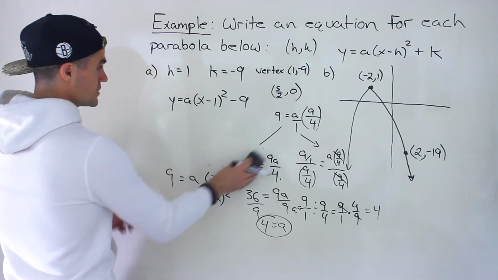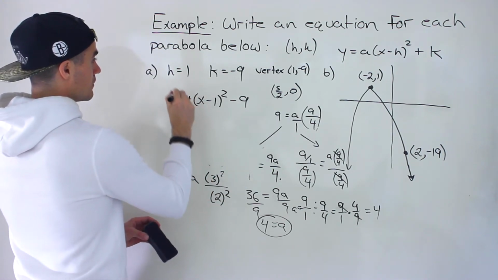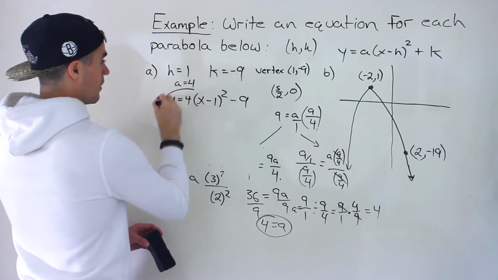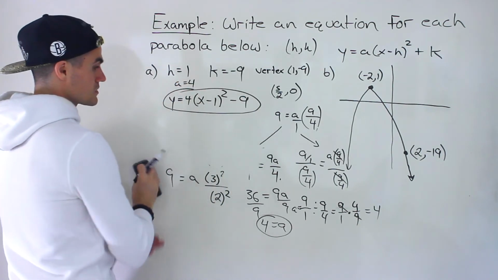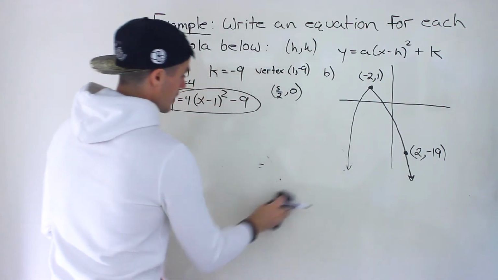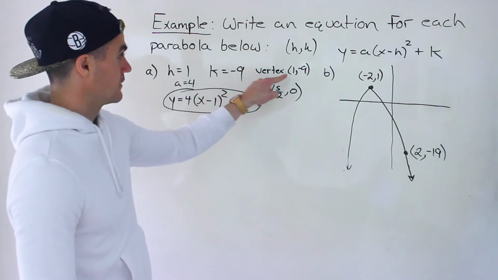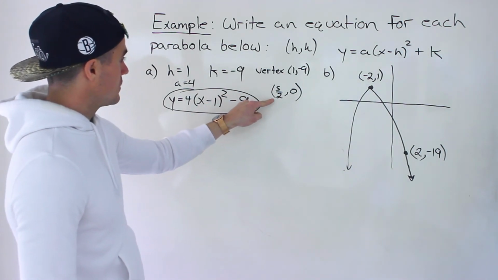So from there, we just have to plug in the a value. Actually, we could just plug it in here. Right? The a value is 4. We got all of our transformation values, and that right there ends up being the equation for part A. So notice there's a vertex at 1, -9. And then you can do the algebra if you want.